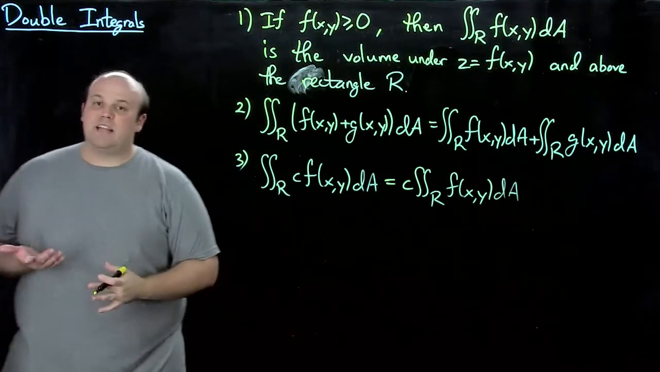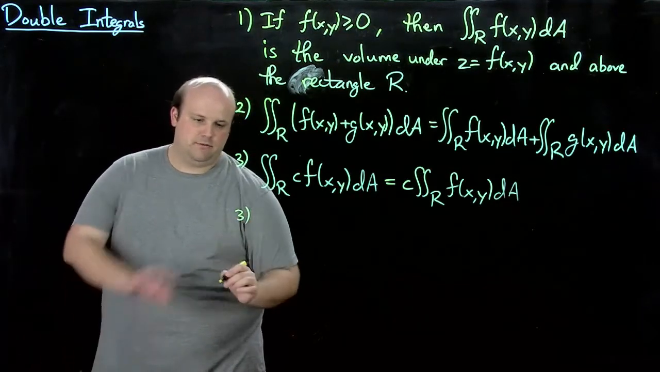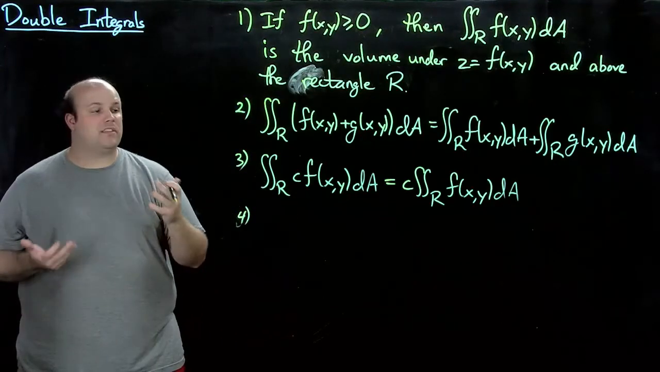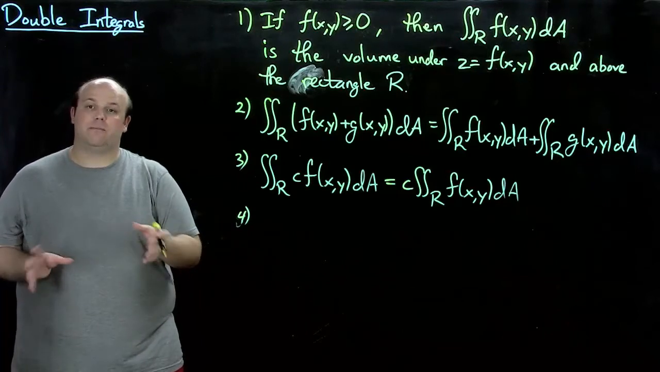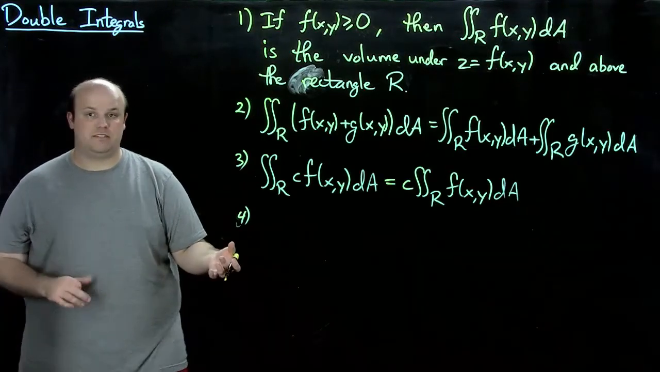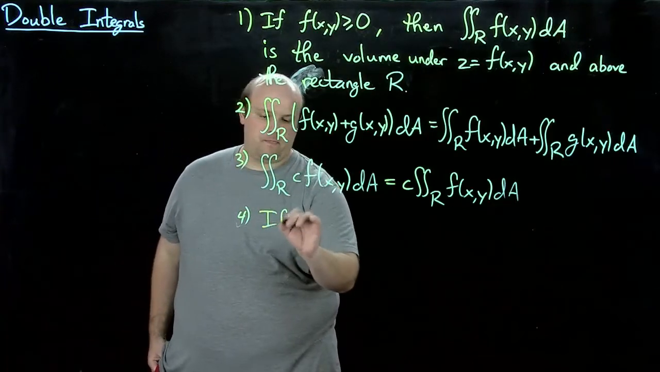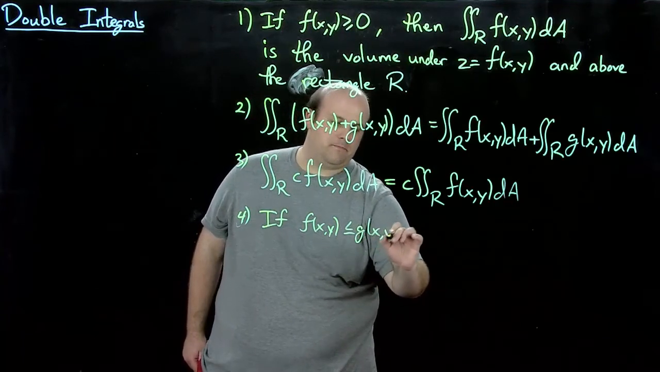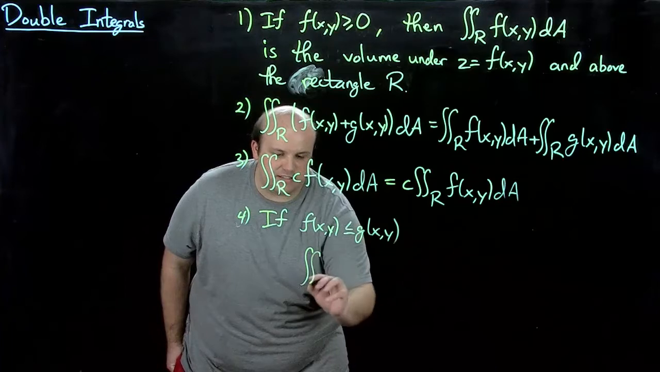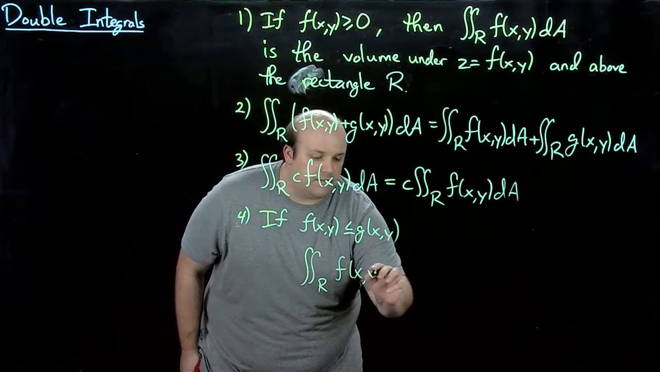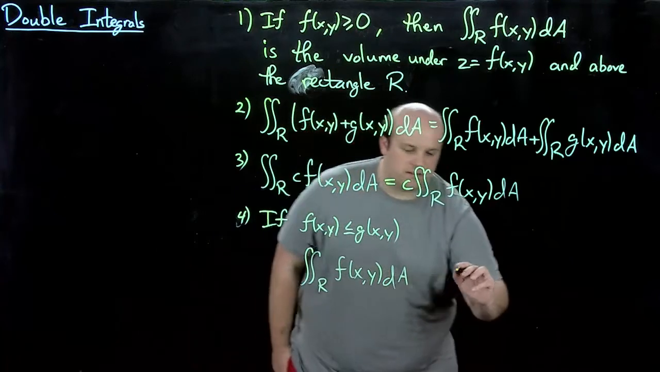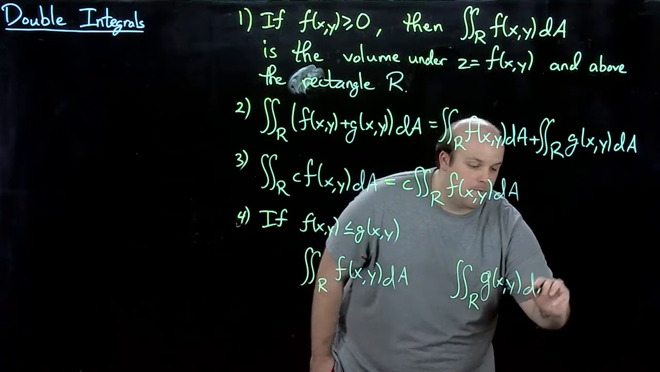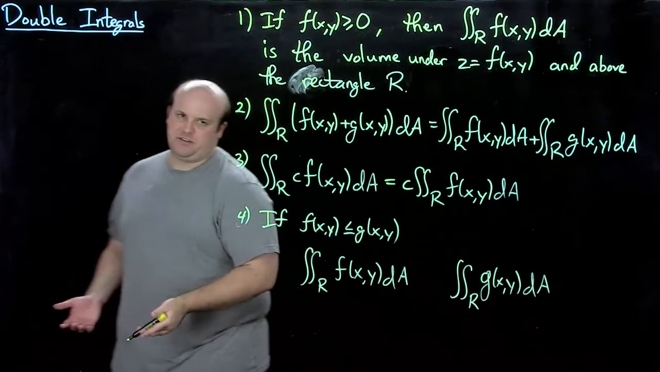And then the last property we could ask about, and oops, 3 doesn't normally come after 3, does it? The last property we could ask about is if we're comparing two functions, can we compare their integrals? So if f of x y is always less than or equal to g of x y, then how does the double integral over R of f of x y dA compare to the double integral over R of g of x y dA?